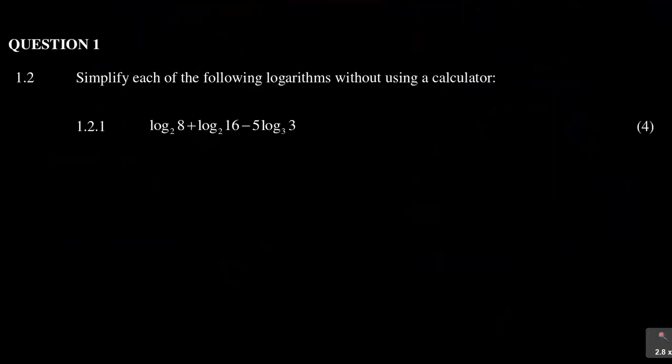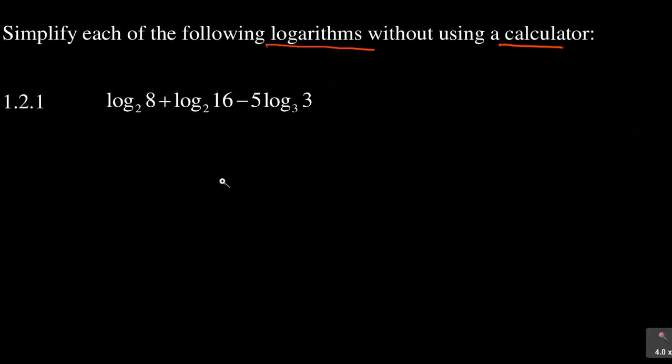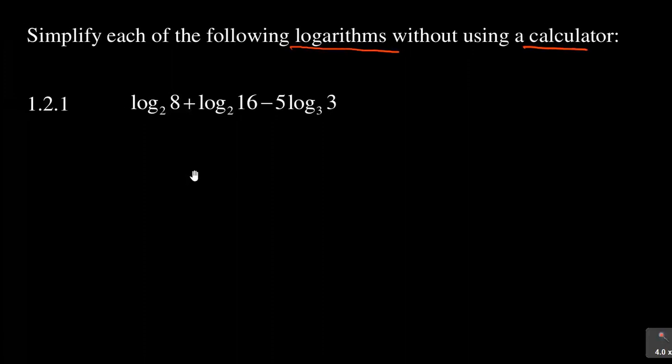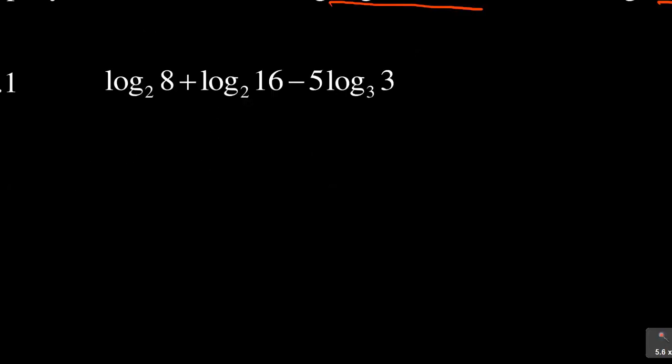Let us look at question 1.2. We're done with question 1.1. Now question 1.2 says simplify each of the following logarithms, again without using a calculator, and this question was 4 marks. So now we have done the laws of exponents. The examiners wanted you to show that you know them. Now they further moved on to say, do you know the laws of logarithms? So this is what they were bringing in now.